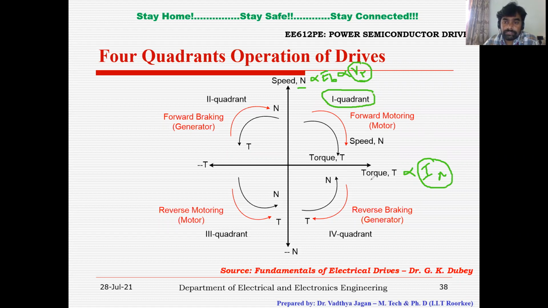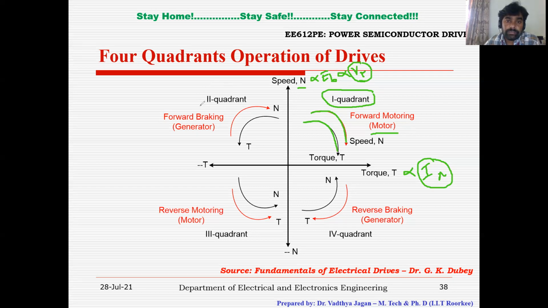Since current is positive, let us assume that the torque is rotating in clockwise direction. Similarly, since voltage is positive, let us assume the speed is rotating in clockwise direction. So in the first quadrant, both the torque and the speed are rotating in the same direction. Since both are positive, the machine will behave like a motor. Instead of simple motoring, I am calling it forward motoring. I will tell you why I am calling it forward motoring and reverse motoring.